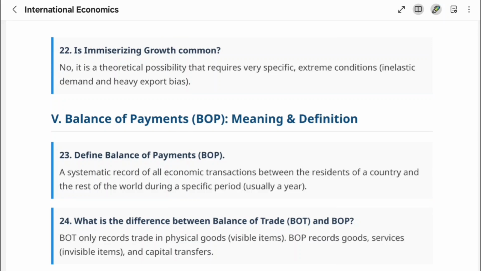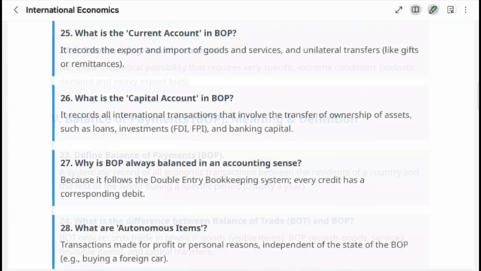Question 23. Define balance of payments. A systematic record of all economic transactions between the residents of a country and the rest of the world during a specific period, usually a year. Question 24. What is the difference between balance of trade and balance of payments? Balance of trade only records trade in physical goods, that is, visible items. Balance of payments records goods, services, invisible items, and capital transfers.